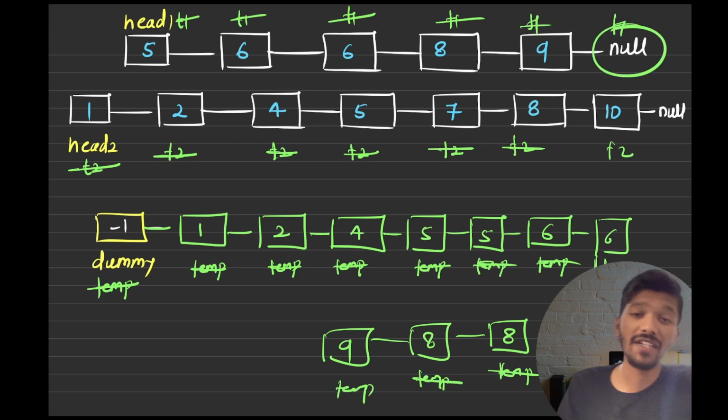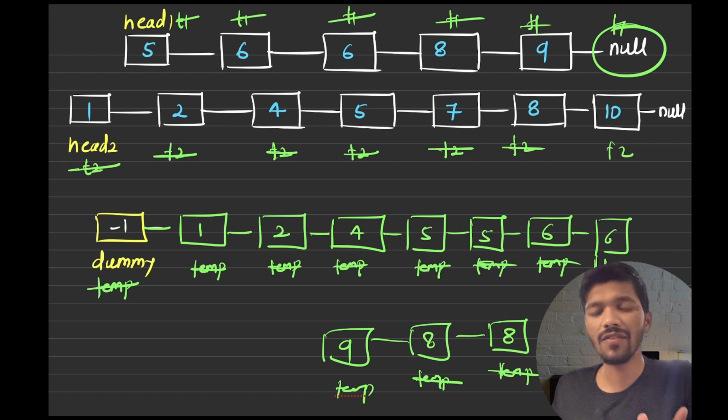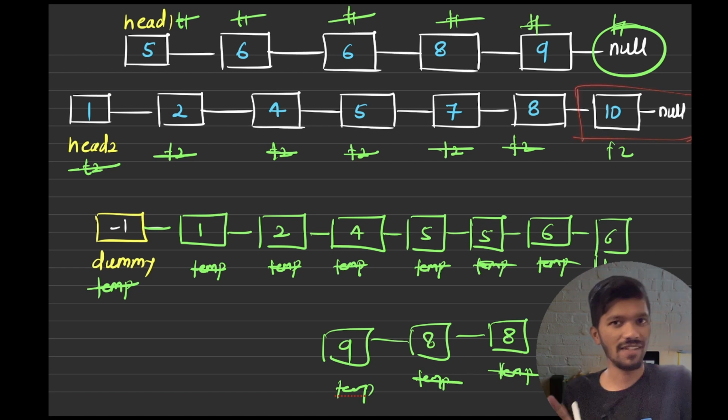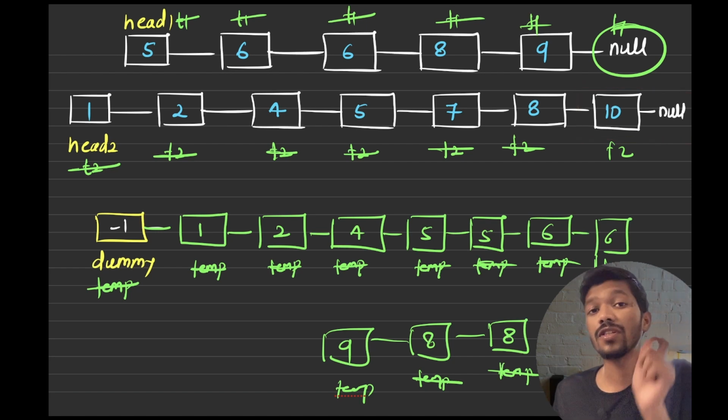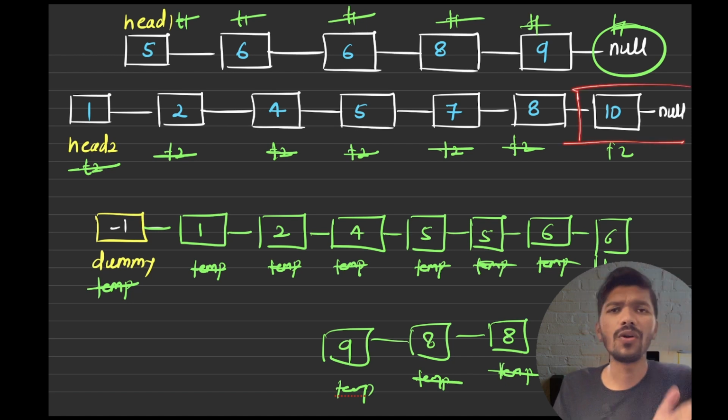Now my T1 is at null, which means the first linked list is completely traversed, and there are some elements left in the second linked list. Now do I need to traverse the remaining second linked list? No, because already these elements are sorted.